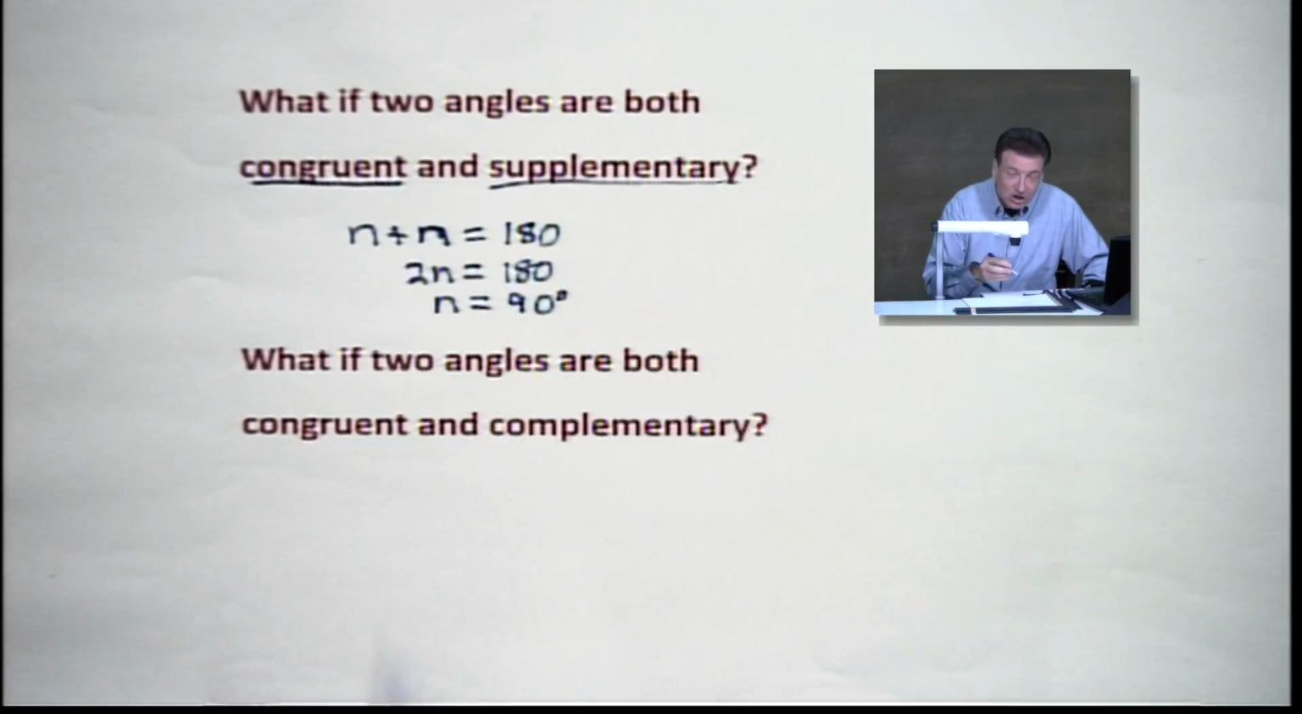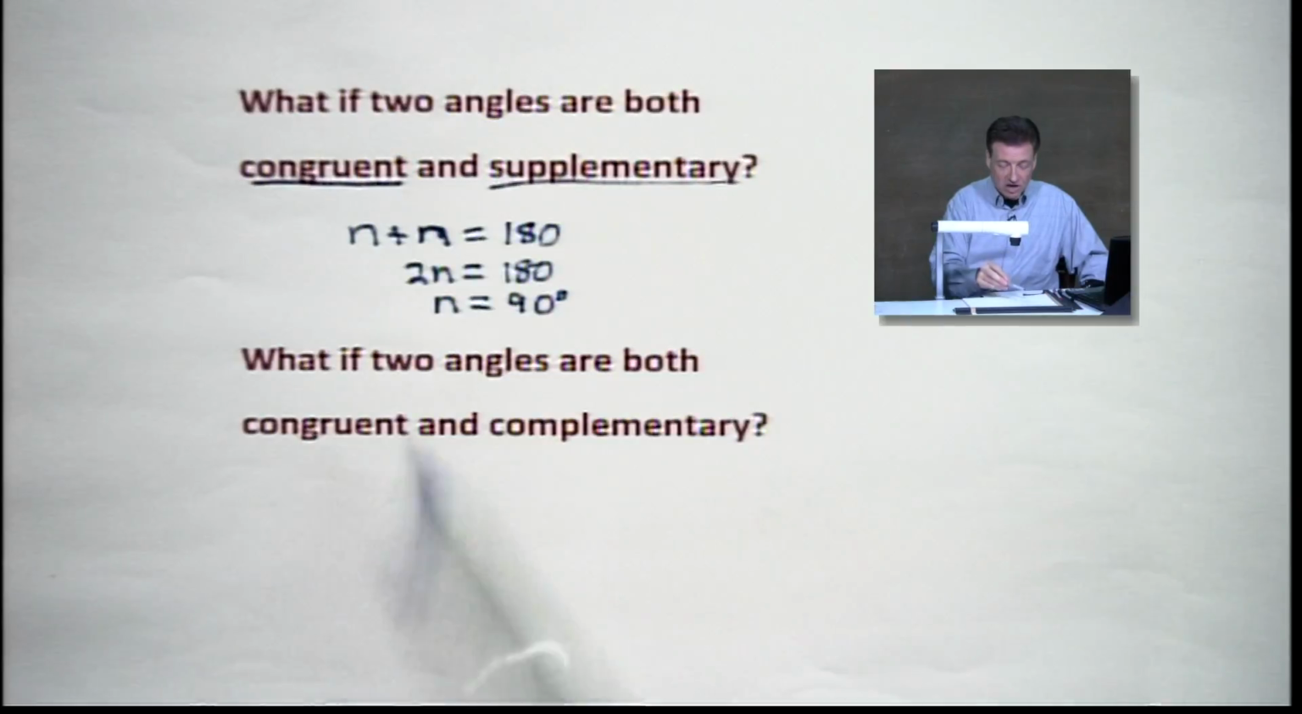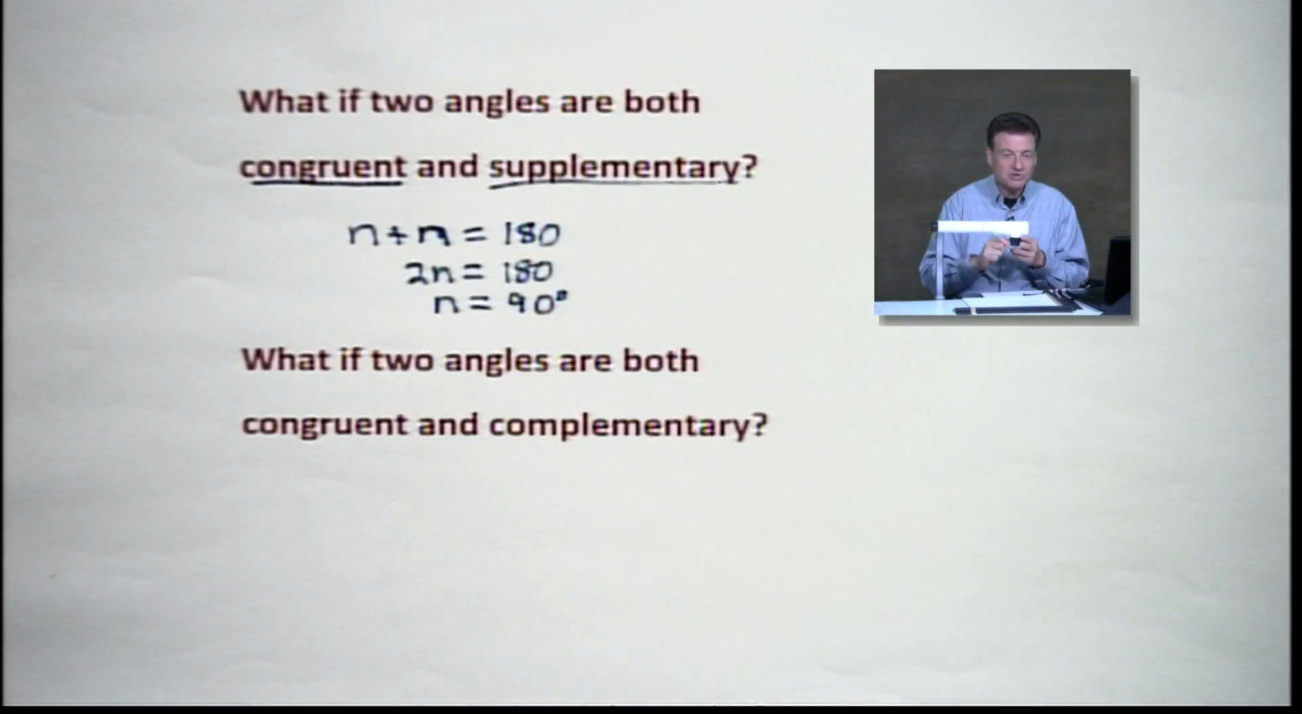So that's just a little bit of head knowledge. How do you show that it works? Right there it is. You know the 2 definitions. You set them up into an equation. What about my second statement here? It says, question actually, what if 2 angles are both congruent and complementary?